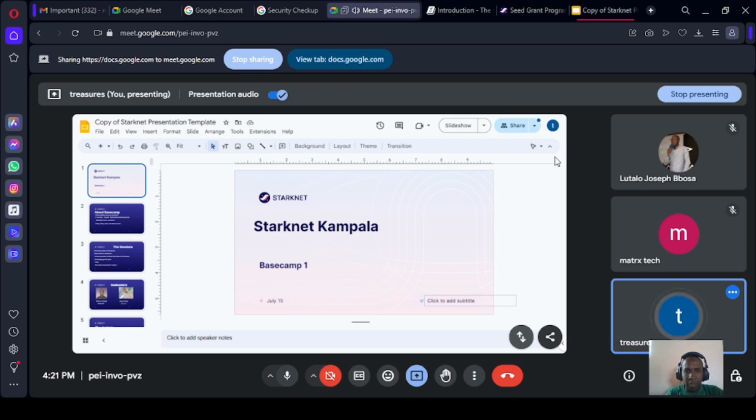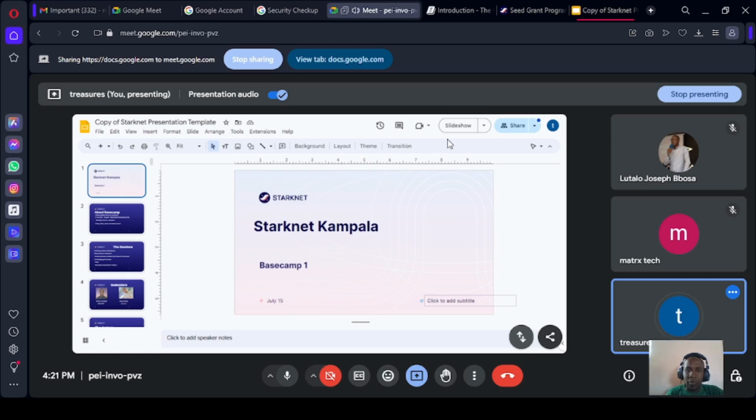Yes, hi guys. So welcome to our first ever Starknet Kampala Basecamp, Basecamp 1. Where we are going to dive into the Starknet ecosystem.